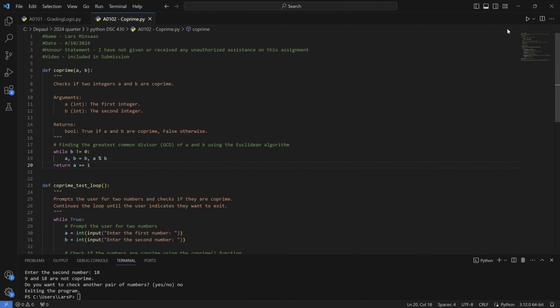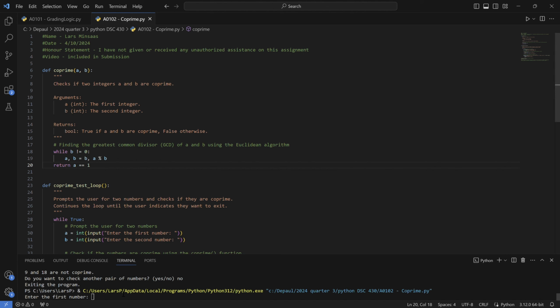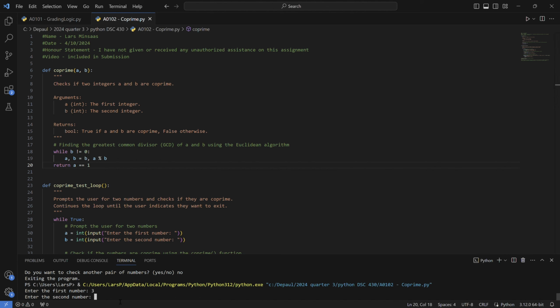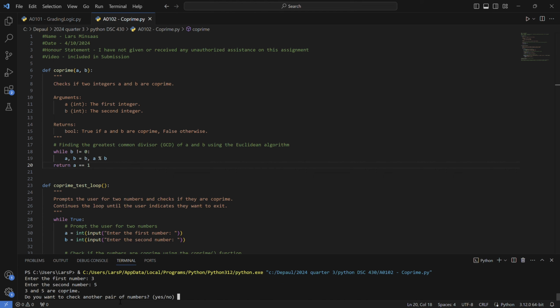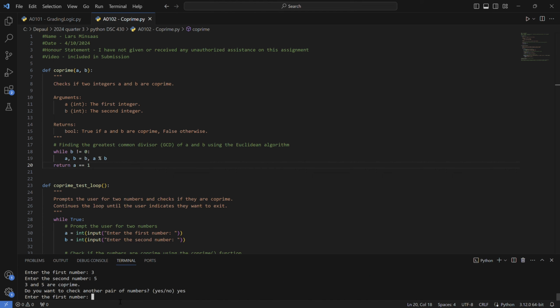Let's run the code just quickly. So the first numbers, we'll do 3 and 5. So these are coprime, obviously, and now we'll try to do it again with numbers that are not coprime. So we'll do 9 and 18, because the smallest number divisible is not 1. And now we will exit the program, and then we will go through the questions.